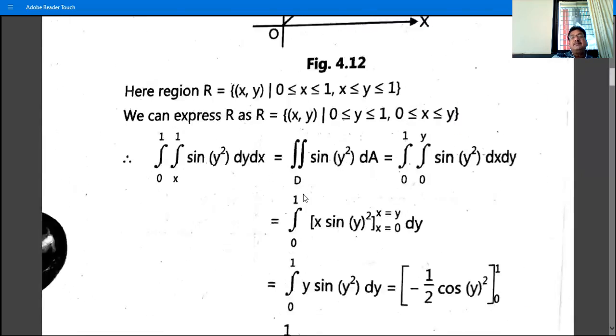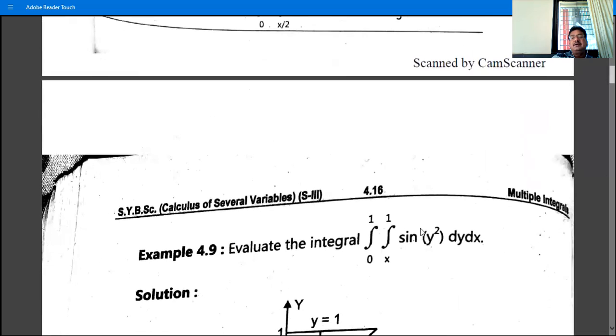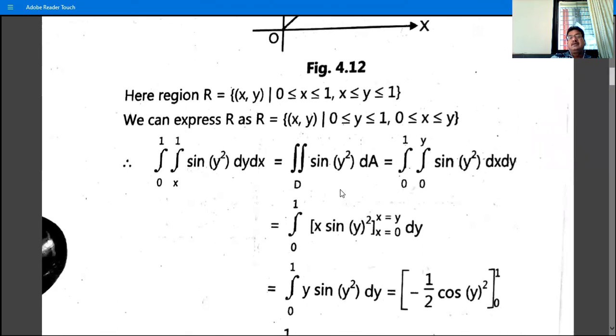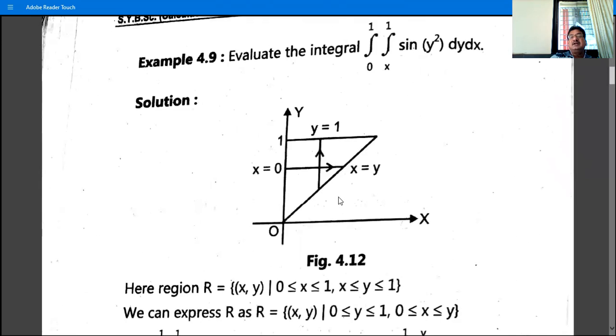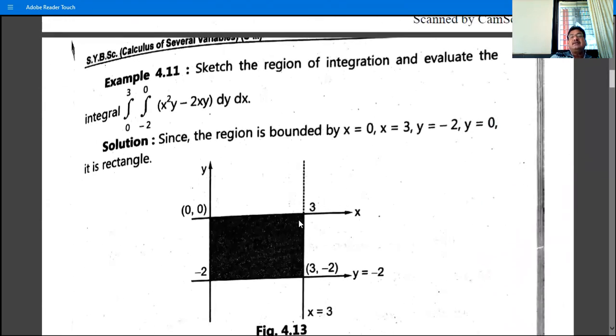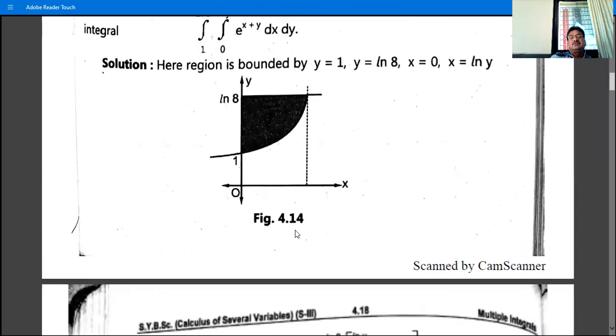In the previous example and in this example, there is no question saying change the order, but changing the order is the requirement of the example. The example is in such a form that we have to change the order, otherwise the integration becomes complicated. In some examples the question says change the order and then solve.